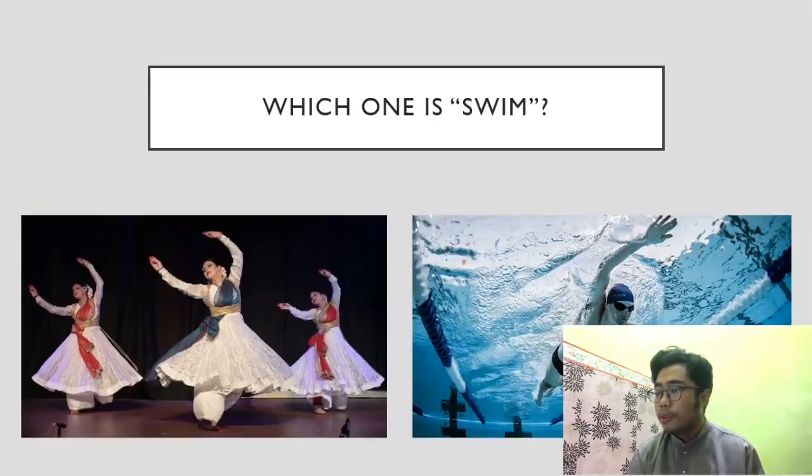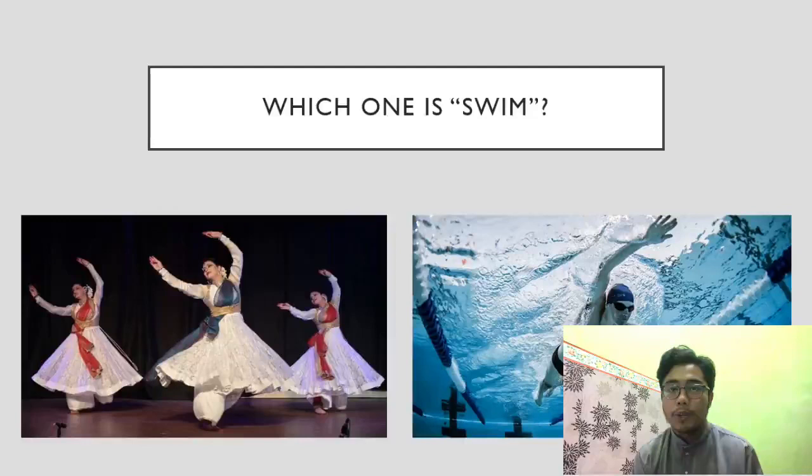Now look at the third one. Which one is swim? Is it picture number 1? Is it picture number 2? Picture number 1, there are 3 women wearing white outfits, white blouses. I think those are blouses. And picture number 2 is a shirtless man wearing shorts in the water with some goggles.